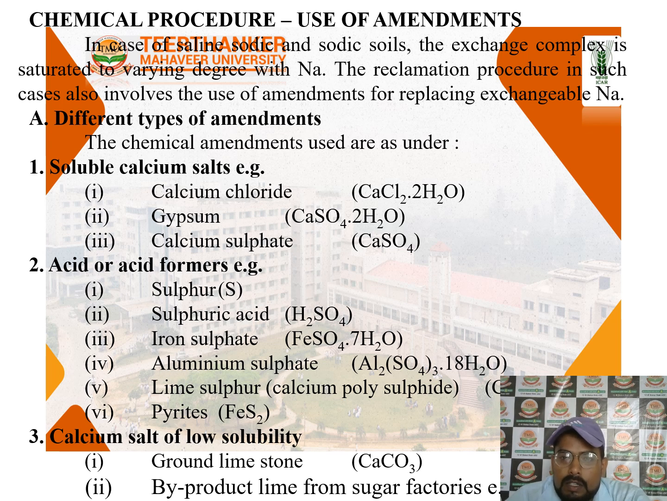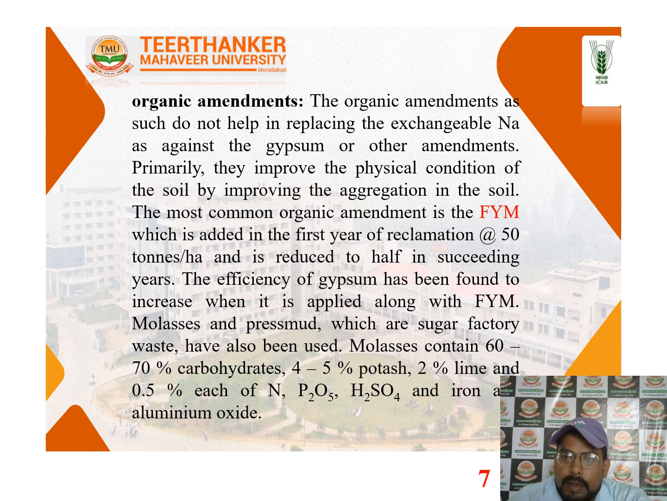Second, when soils are saline and alkali in nature and salts accumulate, acidic fertilizers are used. Sulfur is applied in the field, or sulfuric acid, which is strongly acidic in nature, is applied in the field and reacts with the salts and replaces them. Acidic fertilizers like lime, sulfur, and aluminum borates are used. Calcium salt with low solubility, like ground lime, is applied in the field and improves the soils. Organic amendment.